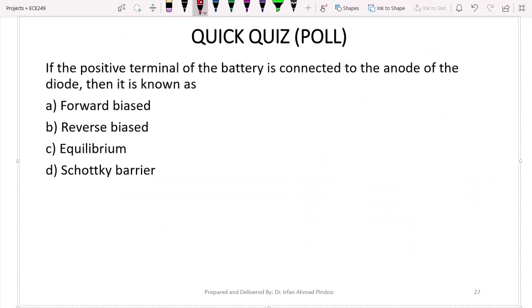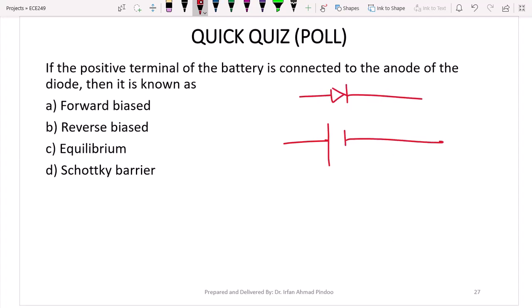Now you can see the question: if the positive terminal of the battery is connected to the anode. Now you should know that in this diode, the positive side is represented here, and this is called the anode, and this is the negative terminal. This is plus, this is minus, and the negative terminal of a diode is called the cathode. So anode is connected with what? Positive terminal. So it means the connection is nothing but the forward bias connection.